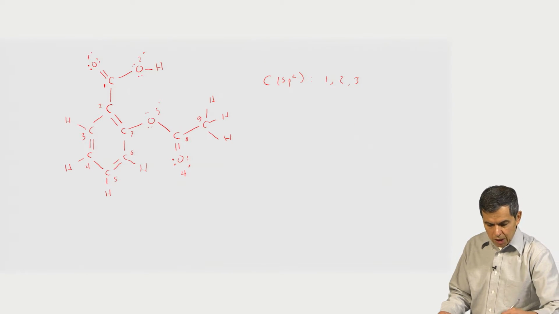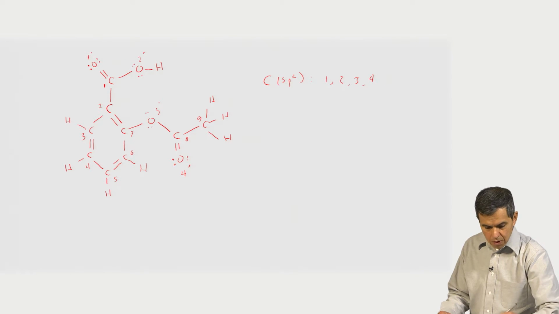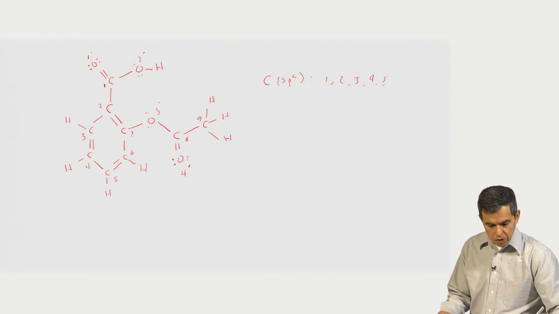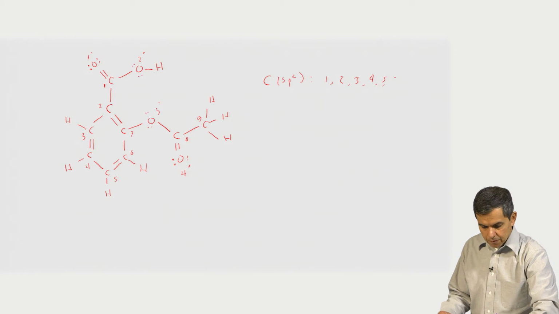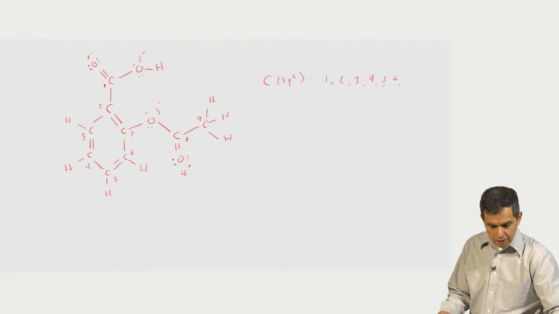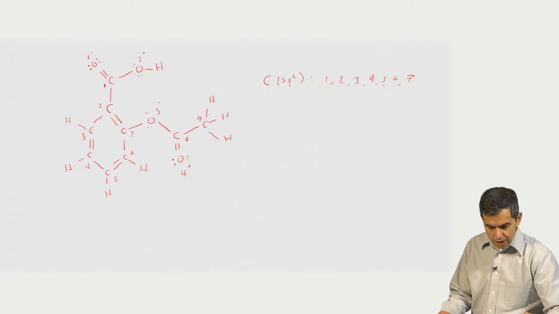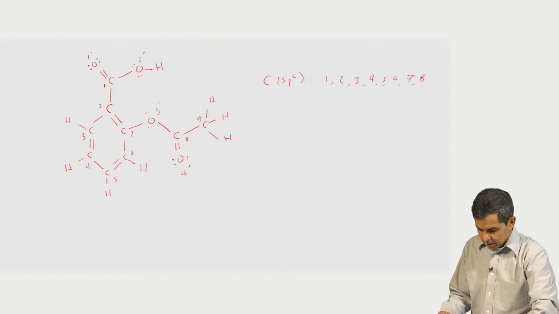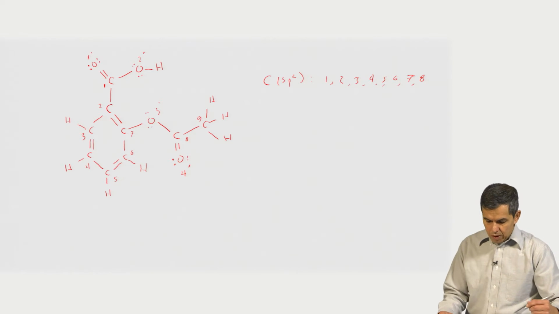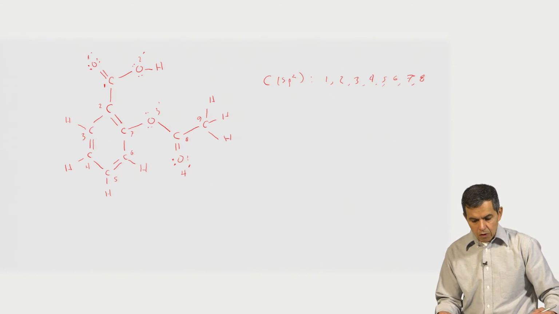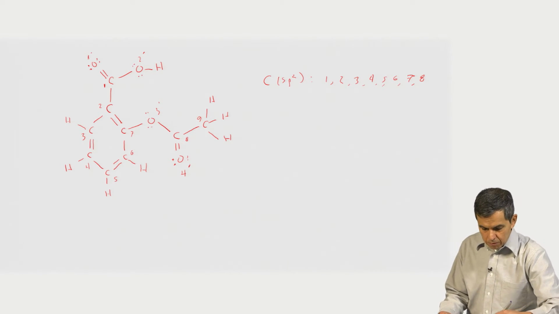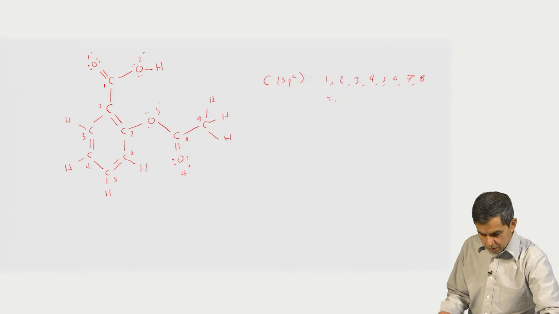Carbon 4, the same. Carbon 5 is the same. Carbon 6 is the same. Carbon 7 is the same. Carbon 8 is the same. So in general, we know that all these carbons have trigonal planar shape.